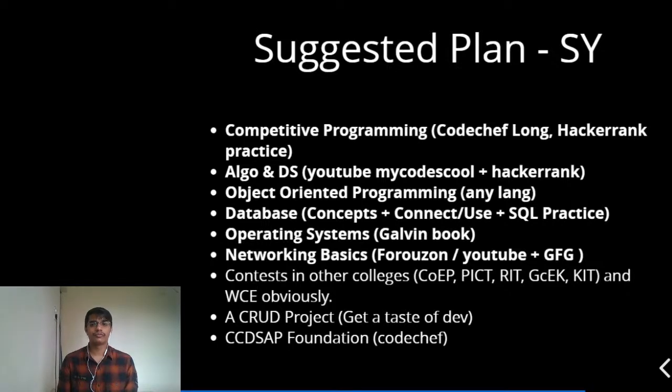So, suggested plan for second year. This was one of the questions most students ask: how should I plan my second year? Students who have just completed their first year, what should I do throughout my second year? So these are some guidelines I can tell you.